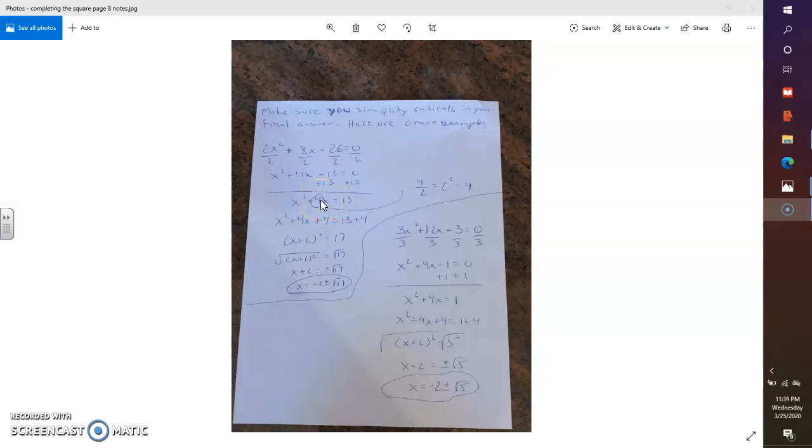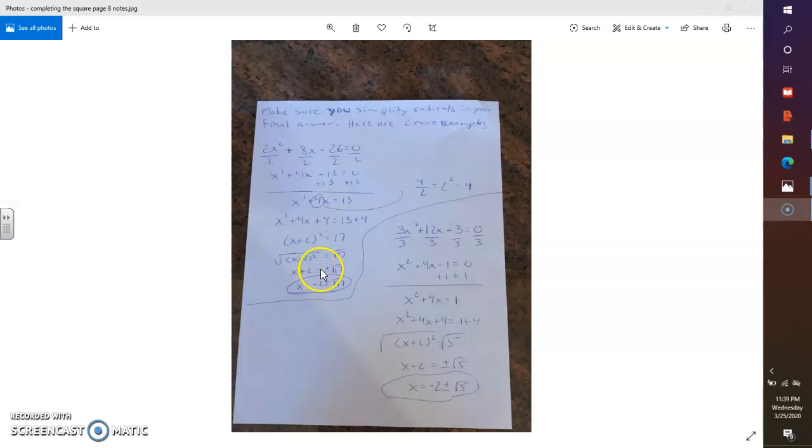I take half the middle term. 4 divided by 2 is 2, and 2 squared is 4. And I add 4 to both sides. When I factor x squared plus 4x plus 4, I get x plus 2 squared. That's x plus 2 times x plus 2, so x plus 2 squared equals 13 plus 4, which is 17. And then we square root both sides to get rid of the square.